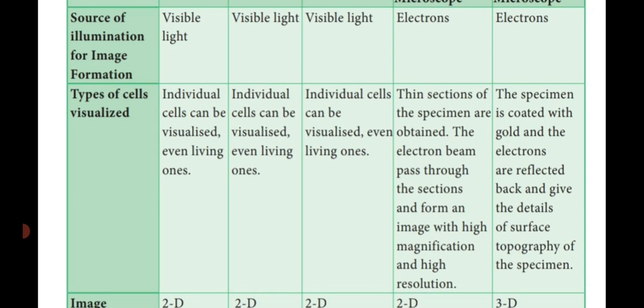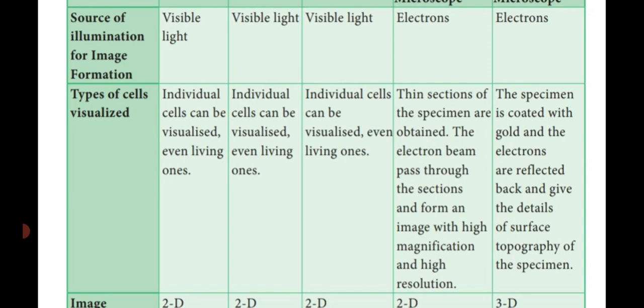Then for the electron microscopes, thin sections of specimens are obtained. That means we are unable to place the entire object under the microscope. We have to take a minute, thin section by using a blade or a knife. Then we place the object in the electron microscope and pass a beam of electrons through the sections to form the image in high magnification and high resolving power.